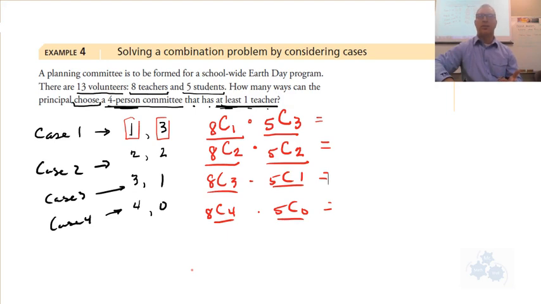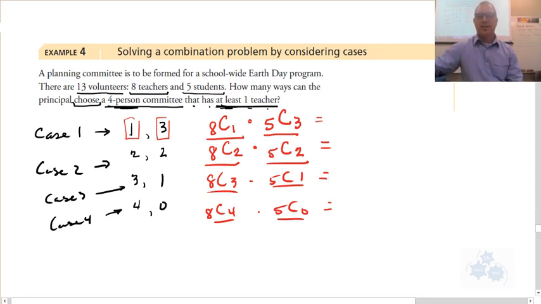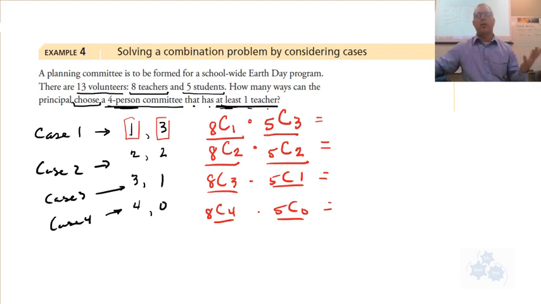Or 1? One way we could choose none? Okay. Why don't you do it on your calculator? What do you get? 5 choose 0. Is it 1? Did you do it on your calculator? Okay. It is 1. You're right. 5 choose 0. Anything choose 0 is just 1. There's one way you could do that.